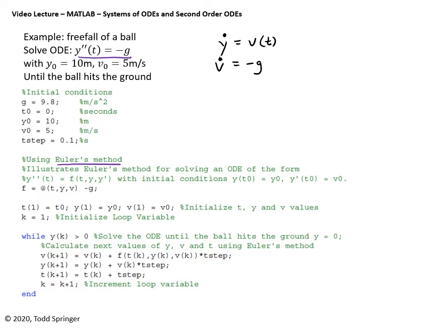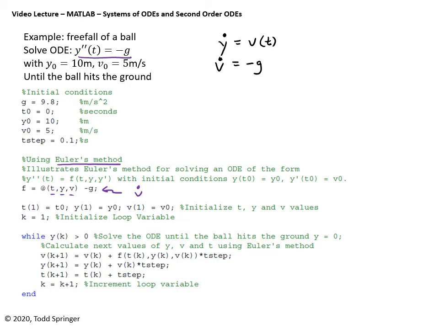What I did is I defined a function here, and this function is v dot, right? So a function, it depends on t, y, and v, and it's equal to minus g. In this case, it's a constant, but you could change that if you had a more complicated function. The next line is just initializing the arrays for t, y, and v. So the first entry of t is t0, the first entry of y is y0, the first entry of v is v0. And I'm initializing some loop variable because I'm going to use some while loop here.